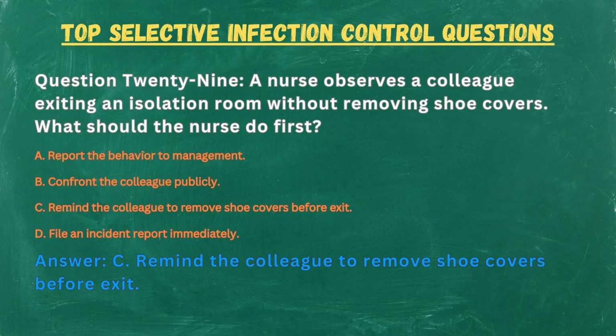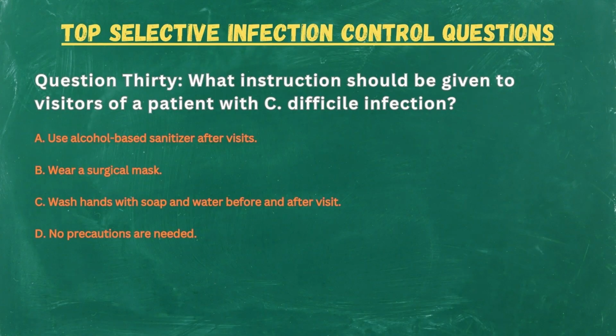Answer: C. Remind the colleague to remove shoe covers before exit. Question 30. What instruction should be given to visitors of a patient with C. difficile infection? A. Use alcohol-based sanitizer after visits. B. Wear a surgical mask. C. Wash hands with soap and water before and after visit. D. No precautions are needed.